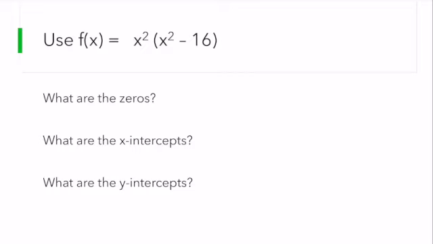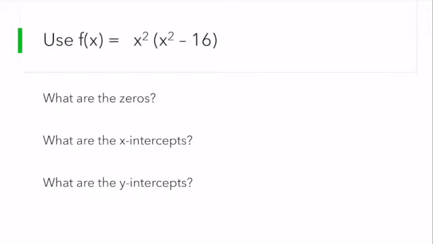Next, let's look at f of x equals x squared times x squared minus 16. So I need to know what the zeros are. The first thing I'm going to want to do is set this equal to 0, once I make sure I've gotten it fully factored.